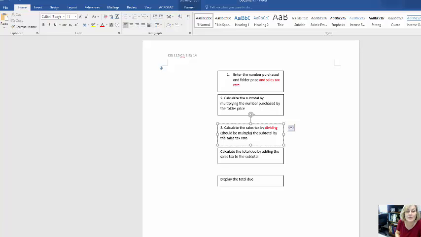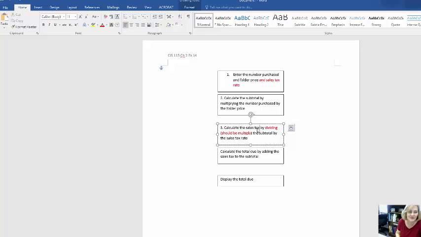So if you know anything about calculating sales tax, you multiply the sales tax, and this should have been rate. Oh, and that should not be sales tax. Oh, I'm sorry, I've typed that wrong. That should say subtotal. I'm sorry, my bad. Okay, so we got calculate the subtotal by dividing, should be multiplied, the subtotal by the sales tax rate. Okay, now let's go to, oh, I'm sorry, I did have that right. I'm really confused. It is sales tax. I'm sorry, it is sales tax.